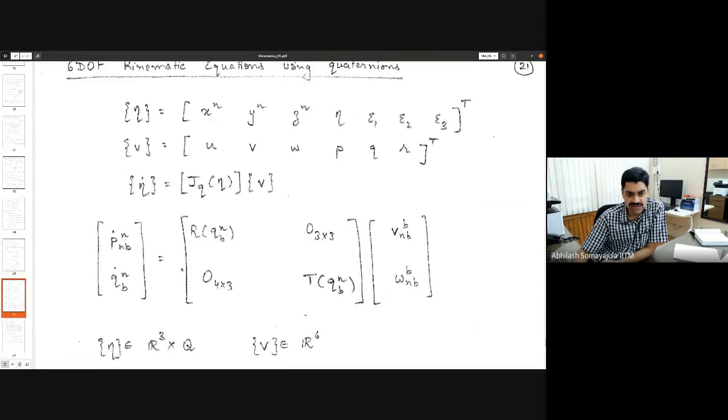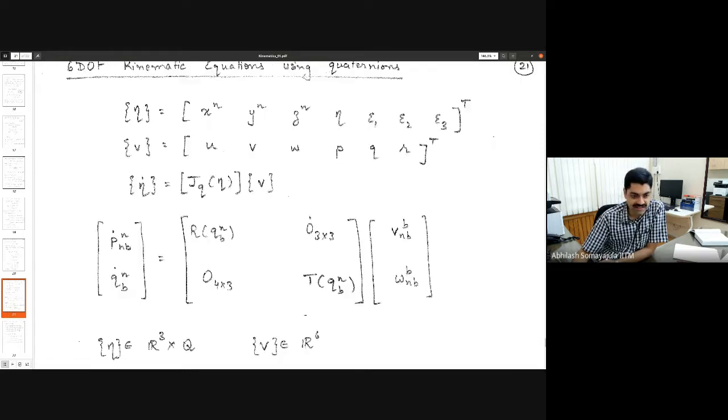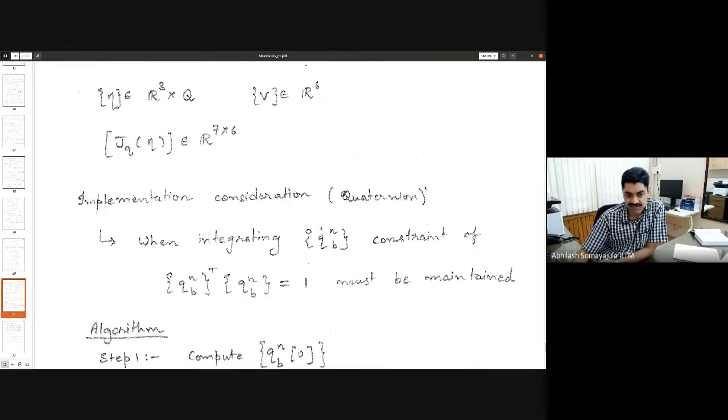Okay, then we talked about the six degrees of freedom kinematic equations using quaternions. The only difference here being that we now have 4 additional parameters instead of 3 additional parameters. So in the Euler angles, we had 3 angles. Here we have 4 parameters. And then we describe the dynamics or the kinematics in a similar manner.